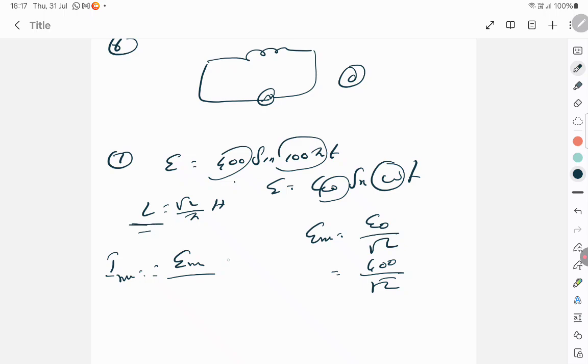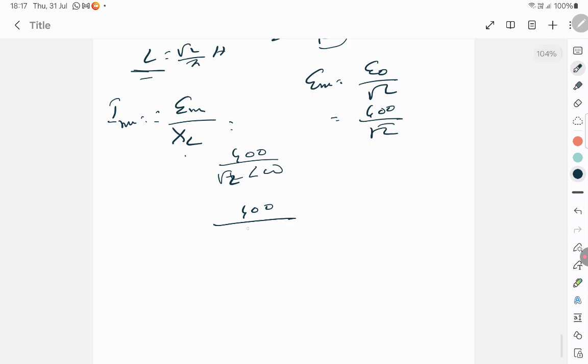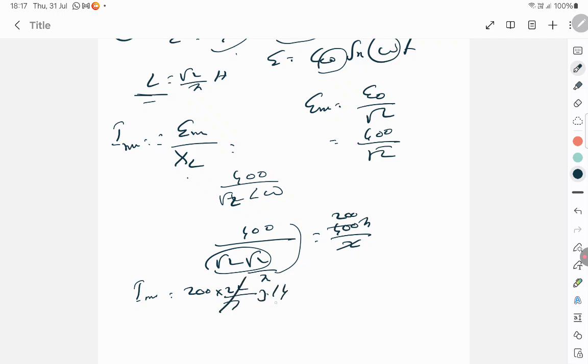But it's a purely inductive circuit, so you just have to divide by XL. So it's 400 by root 2 into L omega. What is L? Root 2 by pi. That's all. Root 2 and root 2 is 2, this pi will go up. So 400 pi by 2, it's 200 pi. So I got IRMS itself. And then they want a decimal number, 200 into 22 by 7 or 3.14, whichever you like. So let's multiply this: 4 twos are 8, 2 ones are 2, 3 twos are 6 with a double 0, 628.